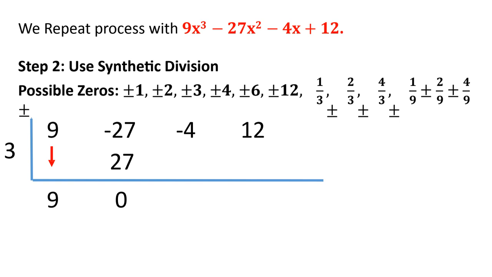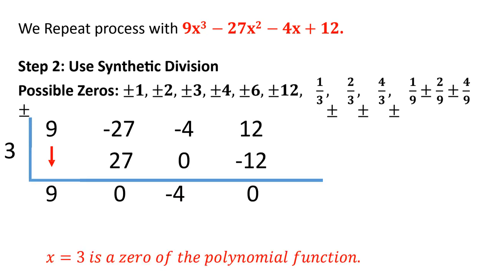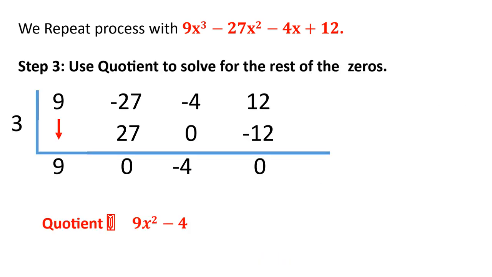Okay, so let's see number 3. So 3, we do the synthetic division. And then if we see here, we have a remainder of 0. So 3 is a zero of the polynomial. And then we have another quotient, which is 9x squared minus 4. And we're going to repeat the process, or this one is already x to the second power, so we have different methods to solve quadratic equations.